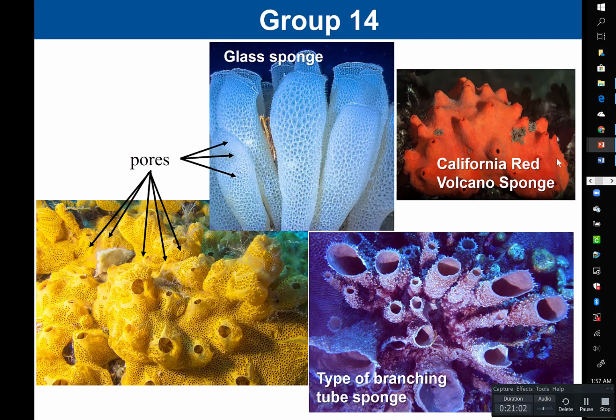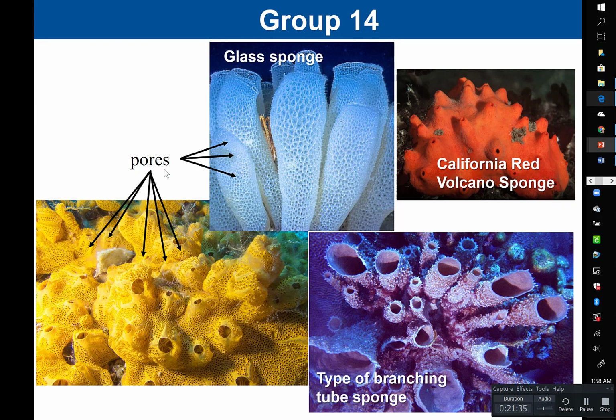So the first group, the more primitive of the animals, we have these animals here. And when you first look at them, you might not think they're animals because they almost have more of a plant-like appearance. But in fact, these are animals. We have a glass sponge here. We have a California red volcano sponge here. We have this branching tube sponge.